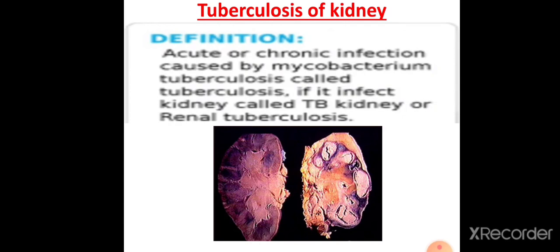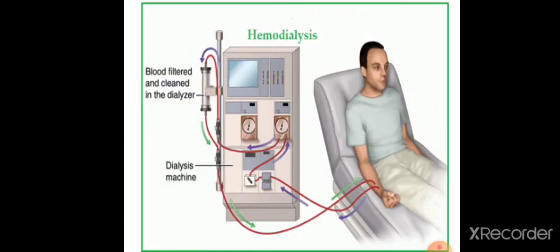Then we have tuberculosis of the kidney. It is an infection of the kidney by Mycobacterium tuberculosis. Then we have hemodialysis due to acute renal failure. The blood filtration is done with the help of this electronic machine. This procedure is known as hemodialysis.